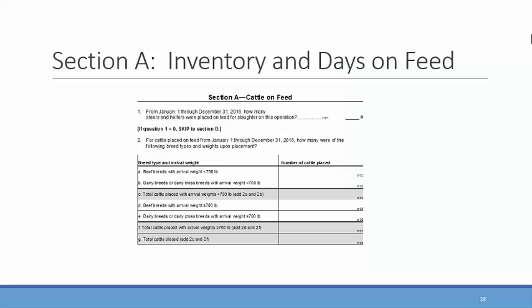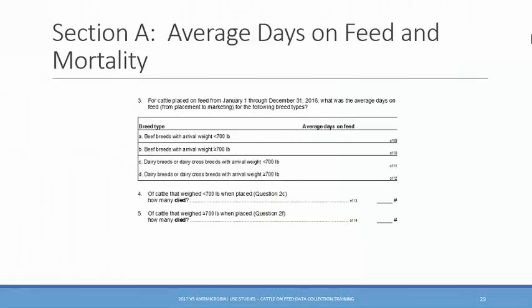So then we're looking next at cattle placed, for these cattle placed the average days on feed. And again, we have this by category of beef breeds with arrival weight less than 700 pounds, and those over 700 pounds, and the dairy breeds the same way. And our interest here is that we understand that these could be managed separately if animals show up lighter weight or younger when they arrive to the feedlot. They might have different risk factors than if they came in at a higher weight.